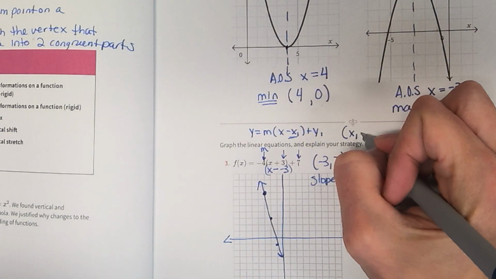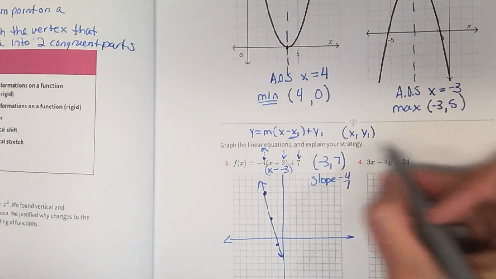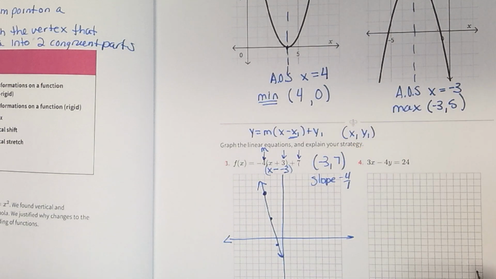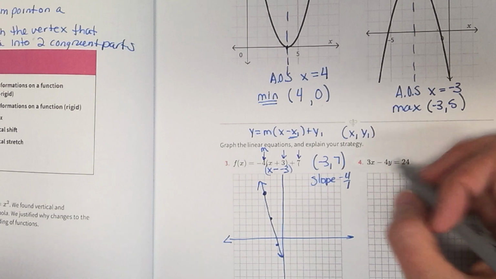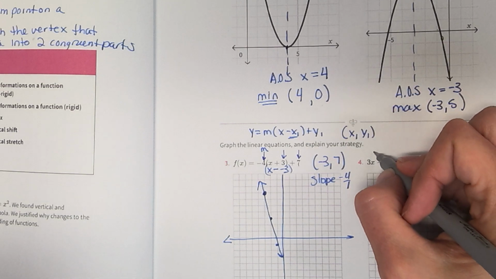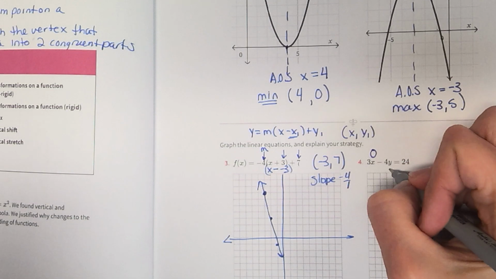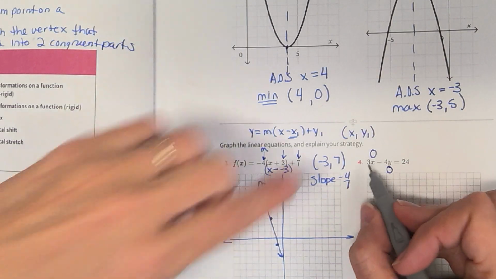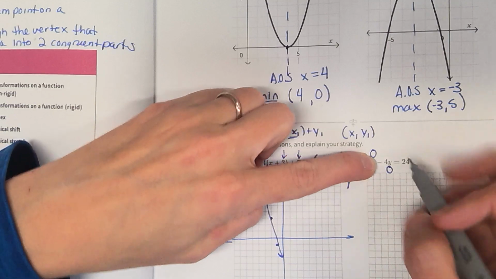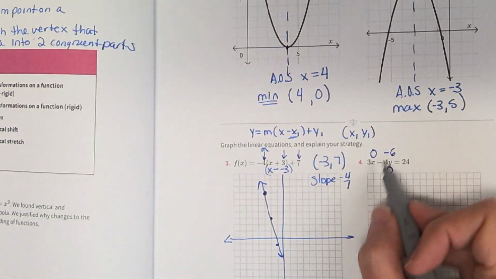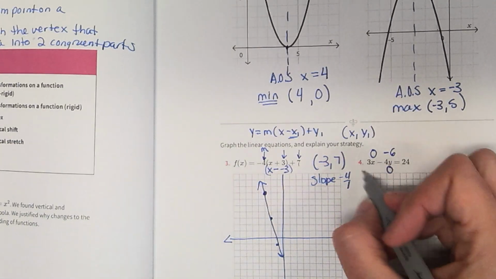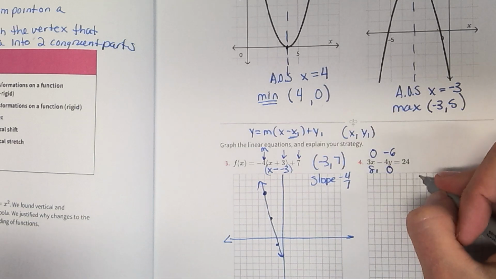So (x1, y1) is a point that's on that graph. This one is in standard form. Good. And so we can find the two intercepts pretty easily using that cover-up method, right? If x is equal to 0, can we find y? And if y is equal to 0, can we find x? So if x is 0, -4 times what is 24? -6. And if y is 0, 3 times what is 24? We've got 8. So you're going to pop it on the graph.